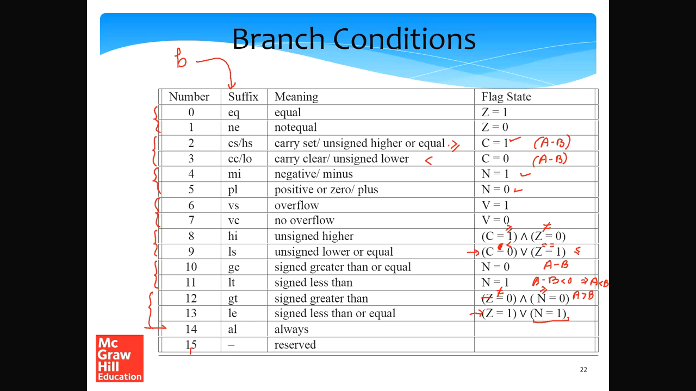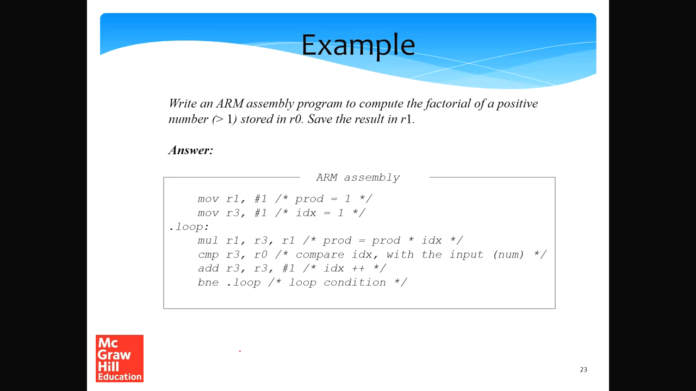This condition, AL, is actually a default, so typically it is not required, and it means always. It is the same as an unconditional branch, so B AL is also the same as B, which means branch all the time. And the last suffix, 15, is actually not used. It is reserved so that it can be used later when the instruction set is expanded.